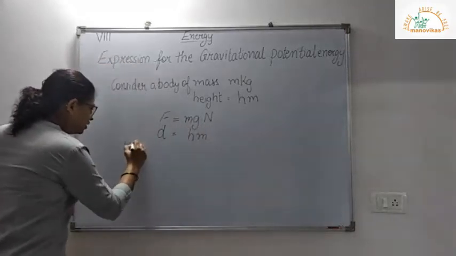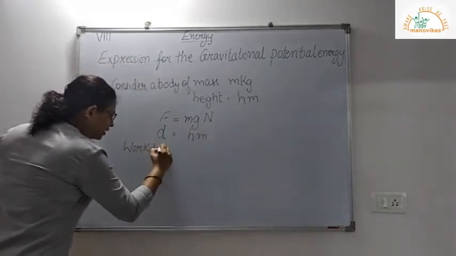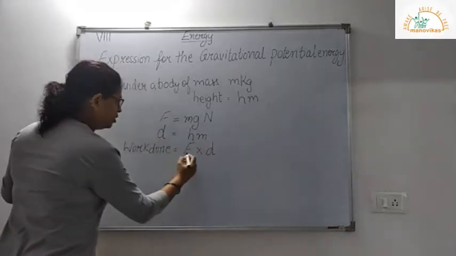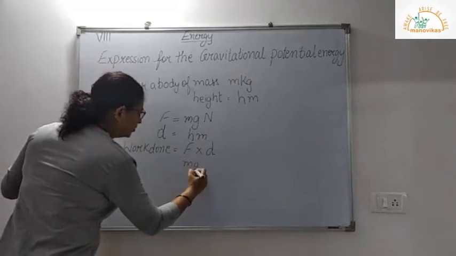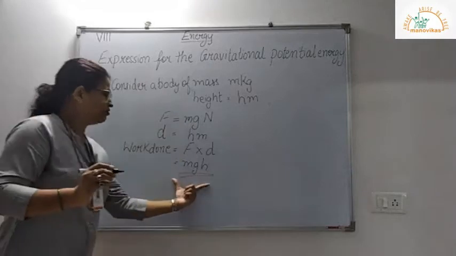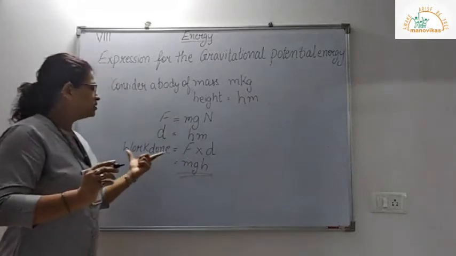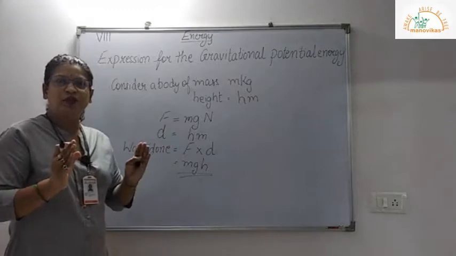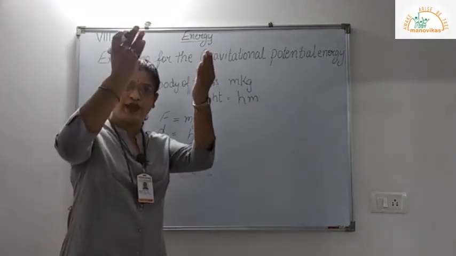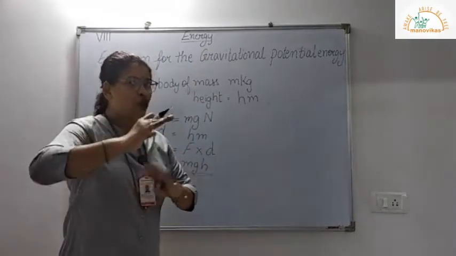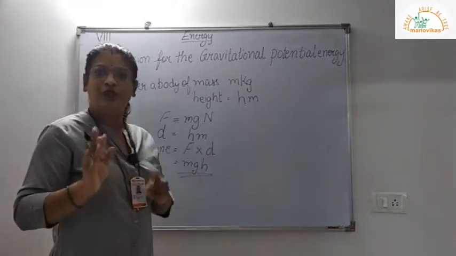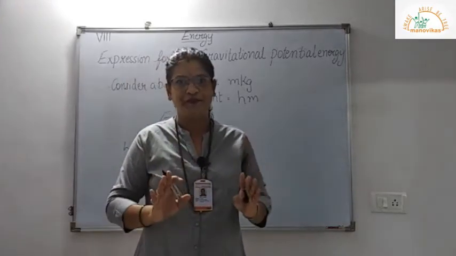Now we know that work done is equal to force into distance moved. Therefore W is equal to mg into h. So this is the equation for the gravitational potential energy. Since what is gravitational potential energy? It is the amount of work done in moving the object to a particular height against the force of gravity, which is denoted by mgh. The SI unit of potential energy is joules.